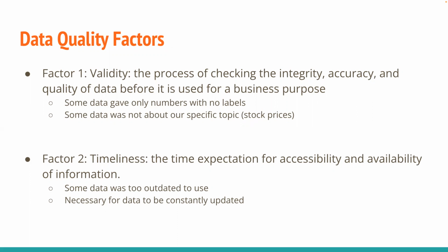irrelevant. The second factor we chose was timeliness, and that's the time expectation for accessibility and availability of other information. So the way that could affect our projects is that some data may be too outdated to use. And then with a changing landscape, such as emissions for ExxonMobil, it's necessary for our data to be constantly and consistently updated.